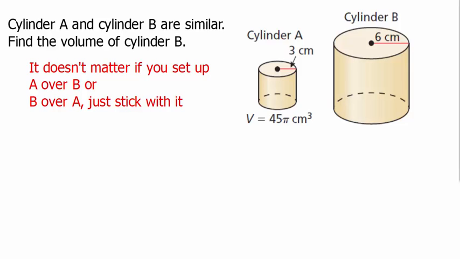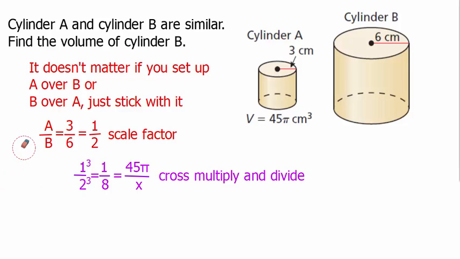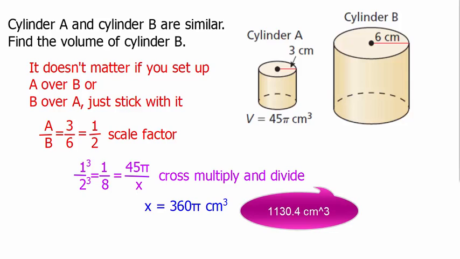So just pick A over B or B over C. Once you pick it, set up the equation that way. So I decided to pick A over B, and with A over B, I have a scale factor of 1/2. 1/2 has to be cubed. Notice I put it on both of them. So I end up with 1/8. The volume that I do know happens to be the smaller one, so I put it here. Cross multiply and divide. And I'm going to keep pi in the answer just because it's nice, clean, neat, more accurate. 360 pi centimeters cubed.